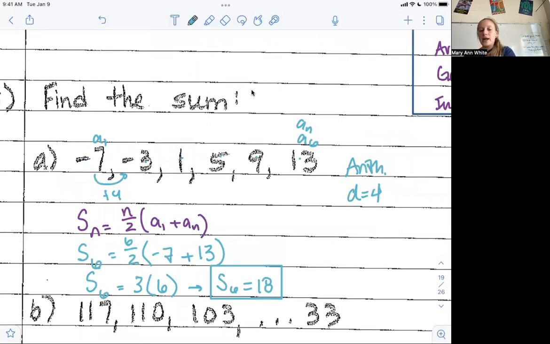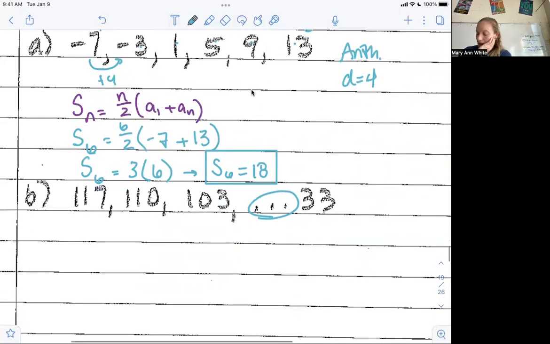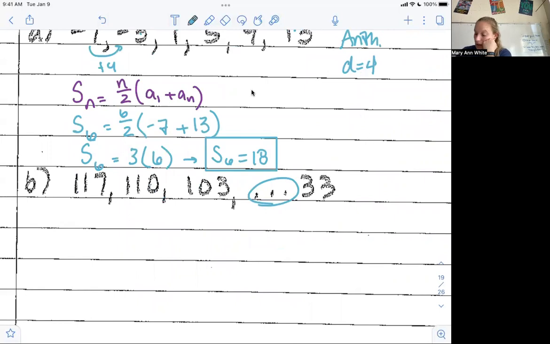Let's do letter B while we're at it, because if you're looking ahead, it also is an arithmetic sequence. I've got 117, 110, 103, and then I've lost a lot of numbers, and then I have 33. I have a lot of information. I know what my common difference is, negative 7. I know my a1 is 117, and I know my a sub n is 33.